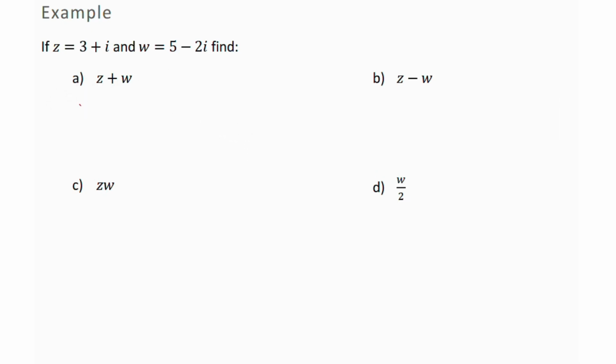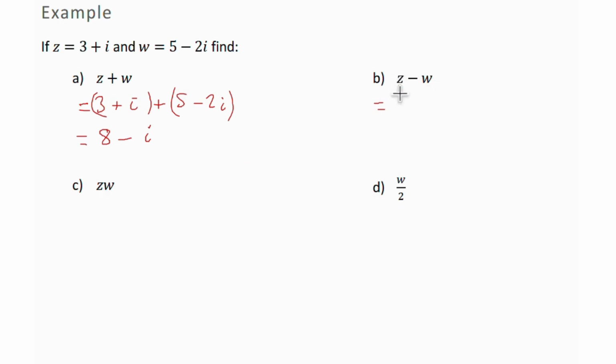So z plus w is going to be (3 plus i) plus (5 minus 2i). I'll put those in brackets just to show that they're two separate complex numbers here. But then we have 3 plus 5 is 8. i plus negative 2i is minus i. And it works just like you would expect. We collect like terms, we collect the real parts, we collect the imaginary parts.